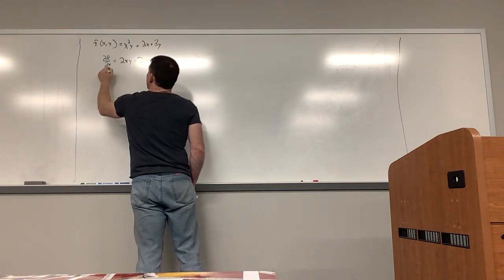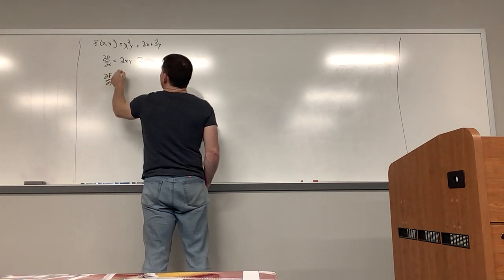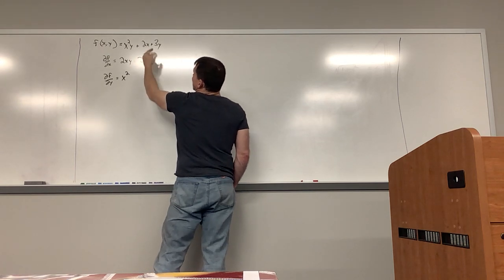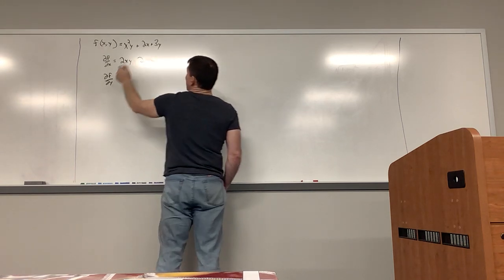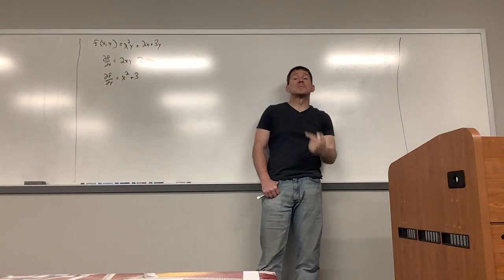And by the same token, I can do the partial with respect to y. With respect to y, that's linear, so I'm just left with the coefficient x squared. With respect to y, 2x is constant, so it goes away. With respect to y, 3y is linear, and I get 3. And then I get those partials.